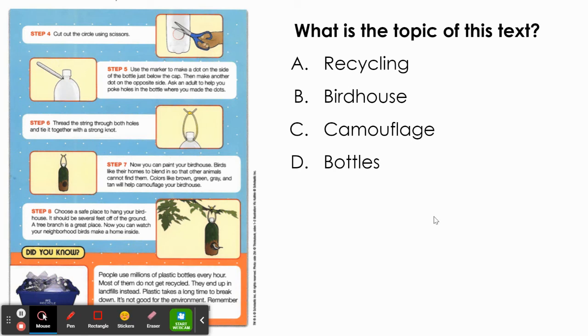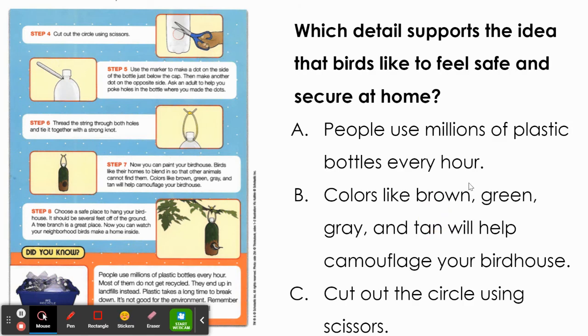All right, last question. Which detail supports the idea that birds like to feel safe and secure at home? So it says that. Which one of these helps us tell more about that? People use millions of plastic bottles every hour. Colors like brown, green, gray, and tan will help camouflage your birdhouse. Or cut out the circle using scissors. So which one of those details talks about birds feeling safe and secure at home?